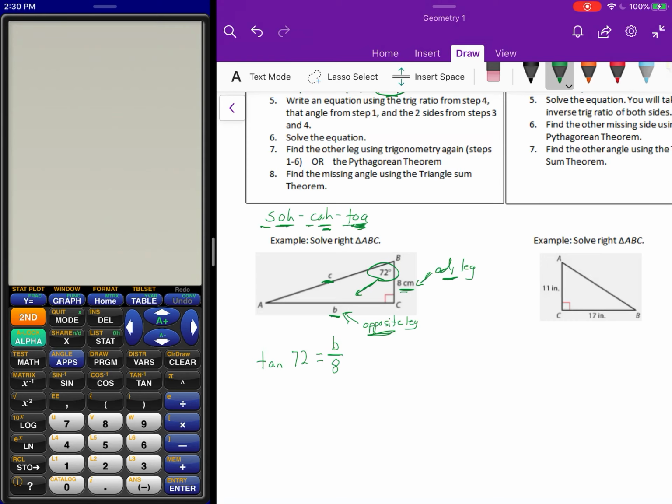So that's step 5. Steps 1 through 4, we kind of pick out the information we need. Step 5, we write it in an equation, and now we want to solve this equation. So step 6, it says solve the equation. All right, tangent of 72, we can type that right in our calculator. We just hit the tangent button, 72, and we hit enter.